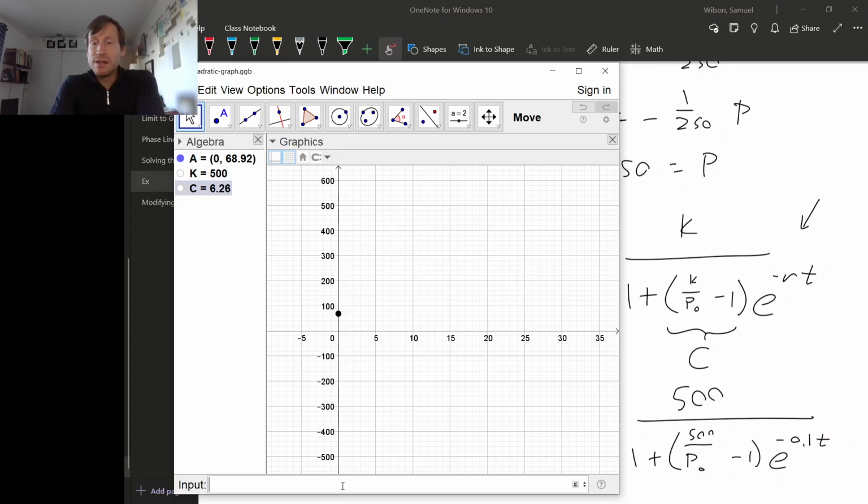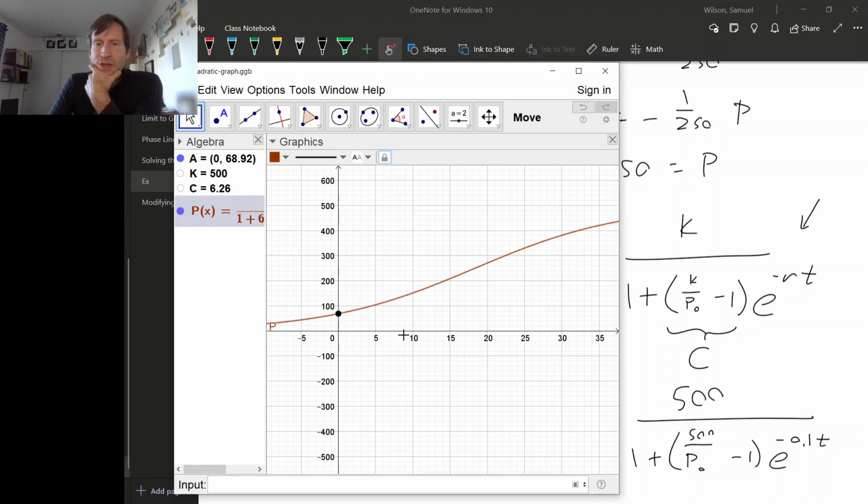And now we can graph our solution functions. So I'll use x instead of t just to make GeoGebra happy. GeoGebra likes it if your independent variable is called x. So the function is 500 divided by 1 plus c times e to the negative 0.1 times the independent variable. And there we go. So you can see that this solution is approaching our carrying capacity.